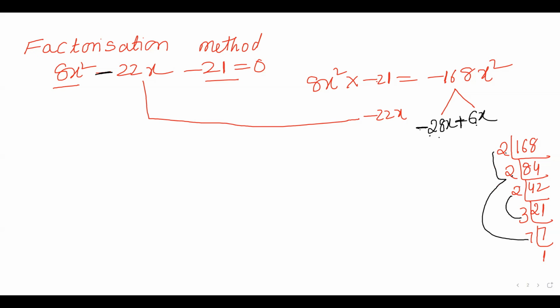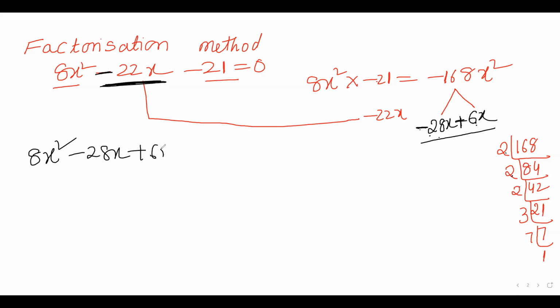So quickly analyze and arrive at the correct combination and then go back and solve it. I am not going to write minus 22x. Instead, I will be writing this one. Minus 28x plus 6x minus 21 is equal to 0. So what is the trick? Factorize. Factorize and check different combinations in it. Got it?